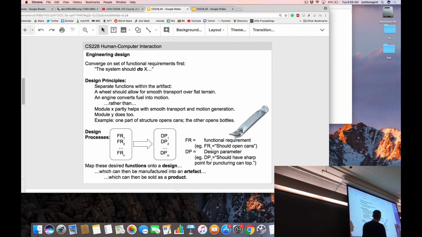And in order to match those functional requirements, we come up with a design parameter that matches these. So we've come up with modular or separate design parts. And each one, we try as best we can to have a one-to-one mapping from what the thing should do to the part of the thing that does it. Should open cans, so one part of our bottle and can opener here should have a sharp point for puncturing can tops. The other functional parameter, it should open bottles, so there should be a second design parameter, which is open a bottle top. Okay, connect them with a piece of metal, great.